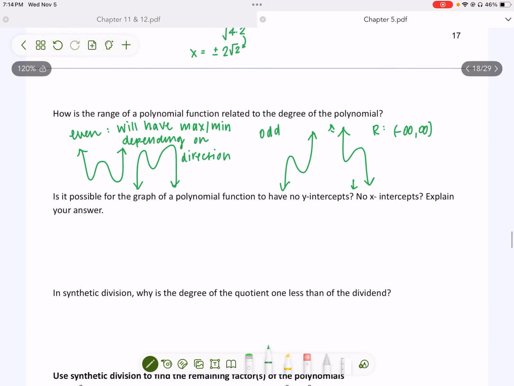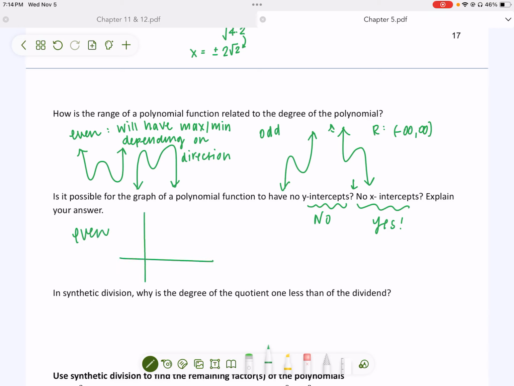Is it possible for a graph for a polynomial to have no y-intercepts? No. X-intercepts? Yes. Again, that comes back to these even functions. If you graph an even function and it happens to be fully above the axis or fully below the axis, you never end up touching the x-axis. That's possible. Y-intercepts are different. They're always going to touch the y-axis, so there's no avoiding that.